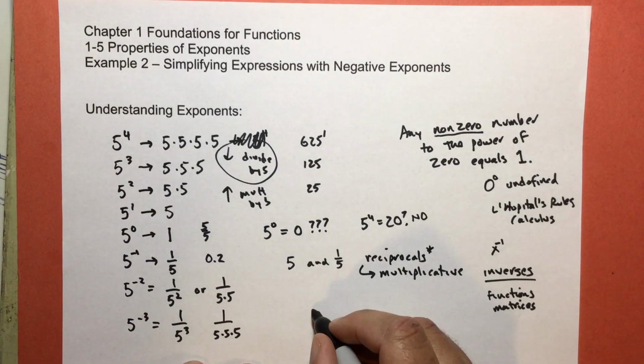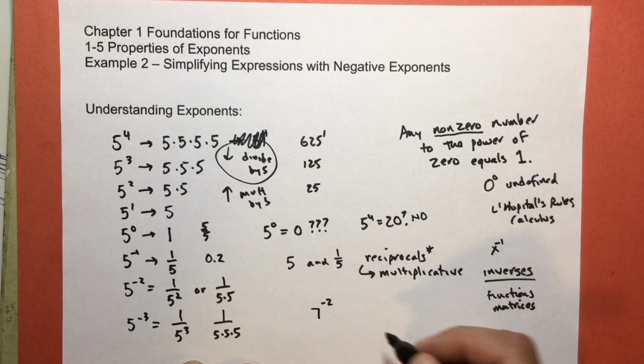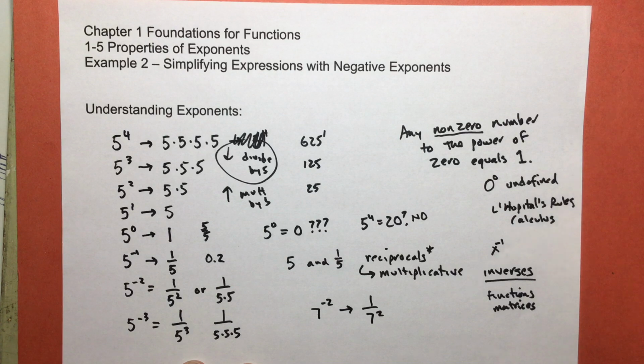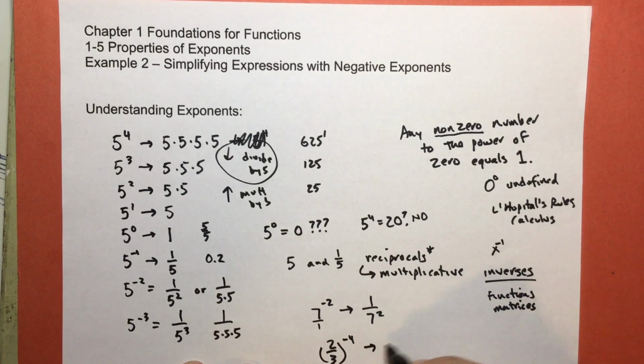If I had 7 to the negative 2 power, that's going to be 1 over 7 squared, because it's 7 over 1. But if I already have something like 2/3 to the negative 4th power, that's going to be 3/2 to the 4th power. Again, I'm using the reciprocal. All right, so let's do some examples.